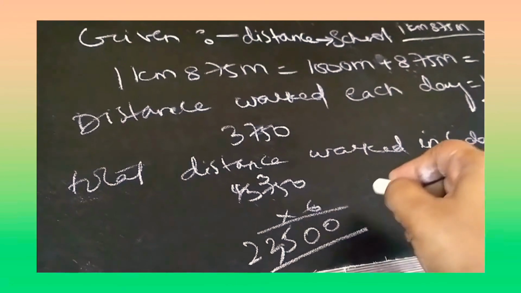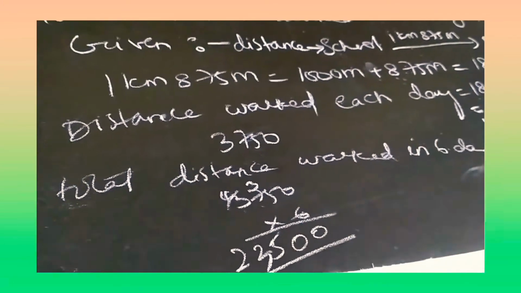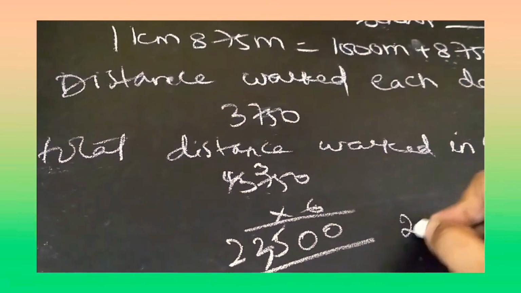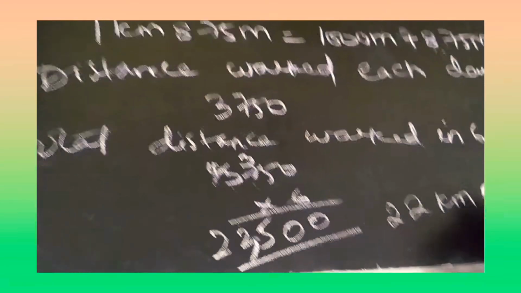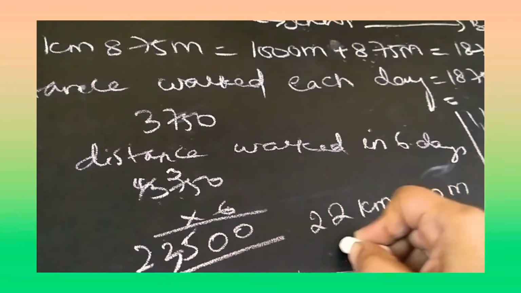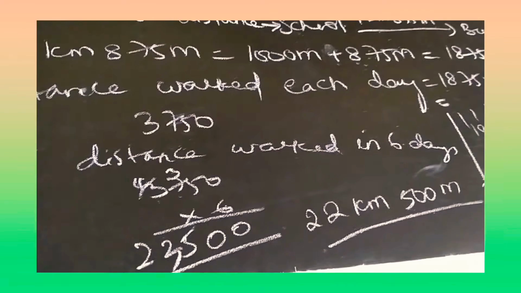It is 22,500. So you can write it as 22 kilometer 500 meter. So this is the answer.